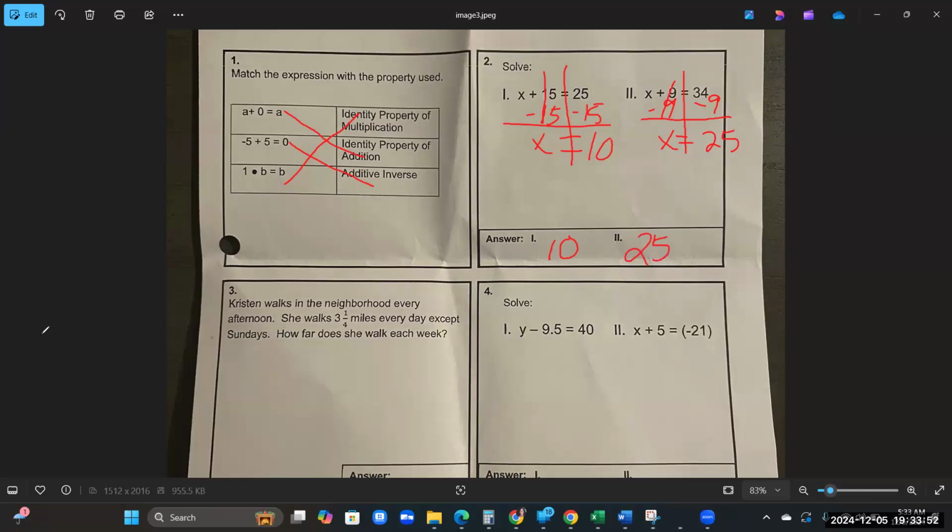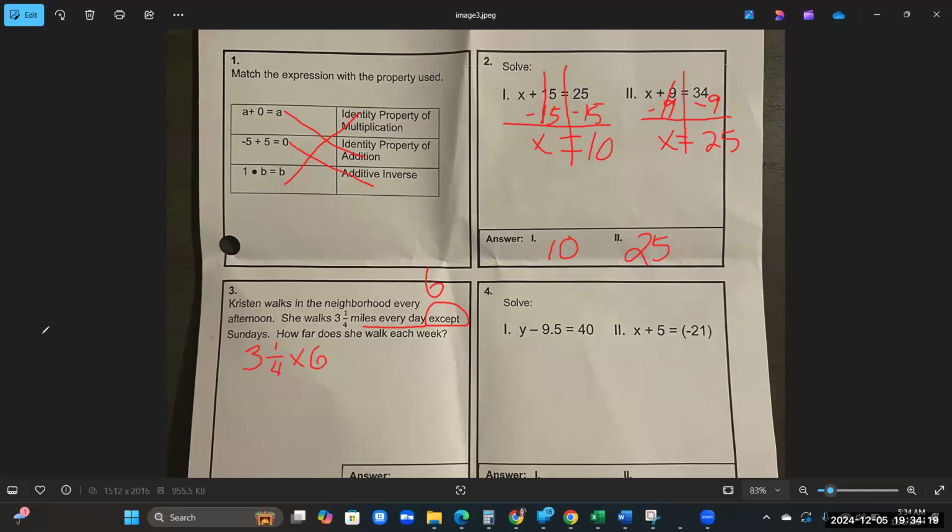All right, number 3. Kristen walks in the neighborhood every afternoon. She walks 3 1/4 miles every day, except Sundays. How far does she walk each week? 7 days in a week minus Sunday would be 6 days. So that would be 3 1/4 times 6.